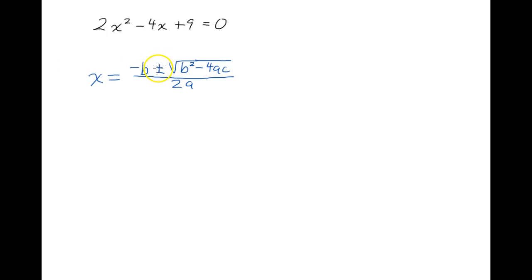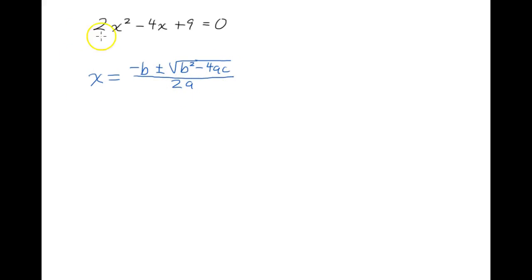In this video, we'll be solving a quadratic equation using the quadratic formula. The quadratic equation is 2x squared minus 4x plus 9 equals 0. This quadratic formula is the solution x, or solutions x, are negative b plus or minus the square root of b squared minus 4ac all over 2a.